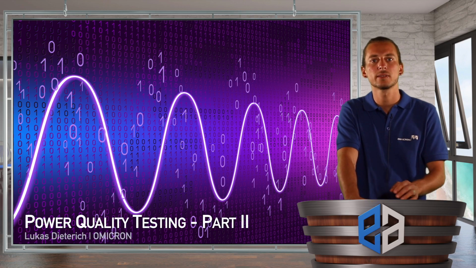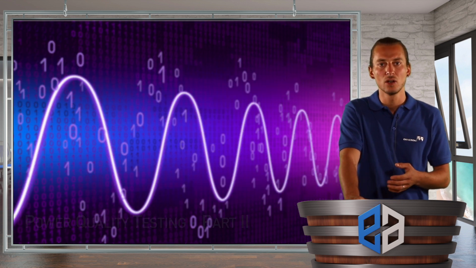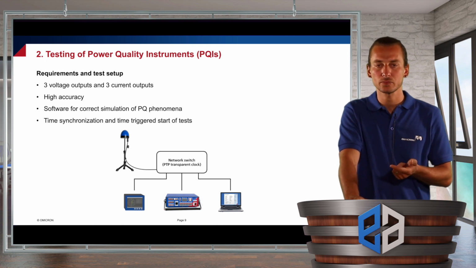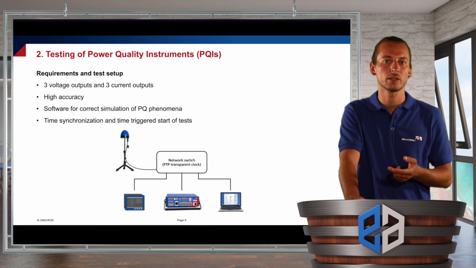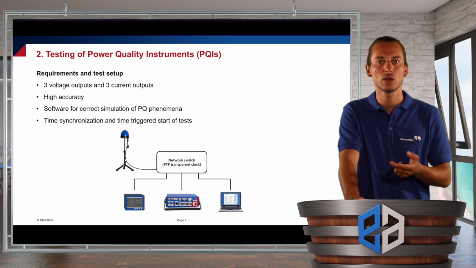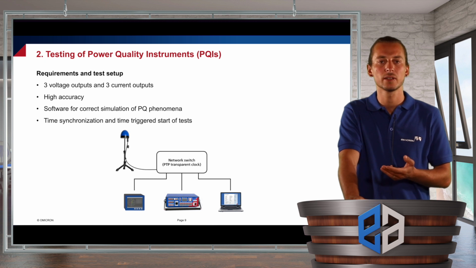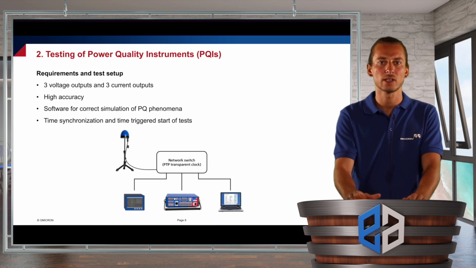What are the requirements for the test setup of testing power quality analyzers? First of all, of course, we need 3 voltage and 3 current outputs. Then we need a preferably high accuracy, especially when it comes to testing of Class A power quality instruments. And of course, we need a software that, together with the test setup, can simulate and output the correct power quality phenomena. And the last point is to use a time synchronization and also to allow the time-triggered start of tests.